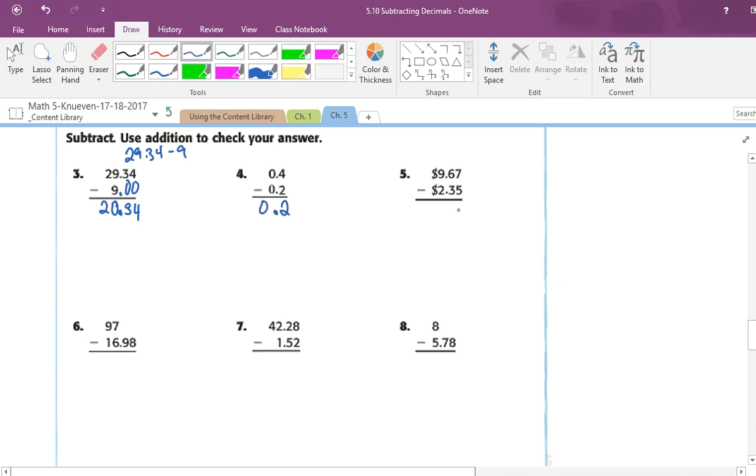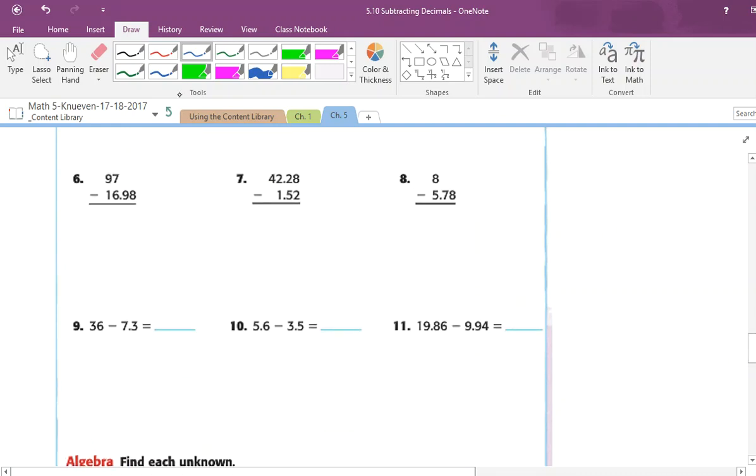5 from 7, I get 2. 3 from 6, I get 3. I bring down my decimal point. 2 from 9, I get 7. And since we're talking money, we have to add our dollar sign. Now we need to annex zeros, but now it's for our top number.